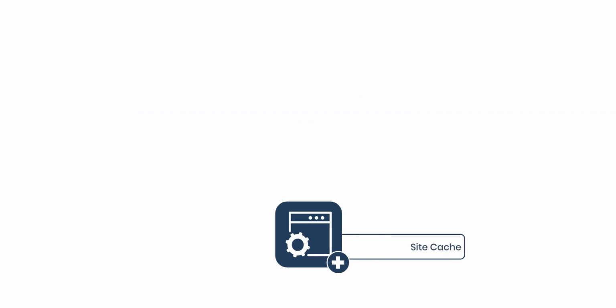Site cache is a technology that Meridian Cloud can use to help download speeds for remote locations. Site cache is pre-configured while installing the Meridian Cloud Connector.